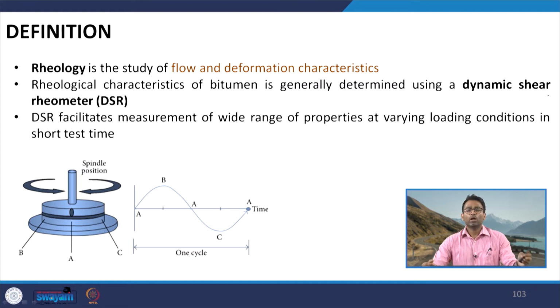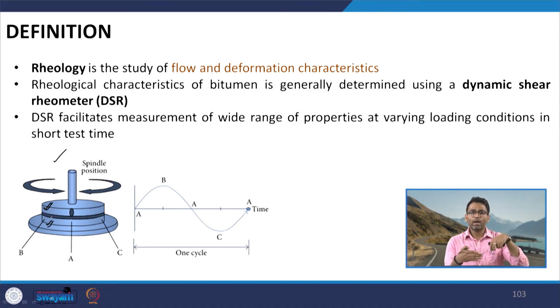So, this gives us more information, and that is why it is more popularly used to study the characteristics of bitumen. Now, what actually do we do in a DSR? You can see, as shown here, we have a bitumen sample which is sandwiched between two plates. There is a top plate here, there is a bottom plate here. This bitumen sample is sandwiched between these two plates, and usually the top plate rotates or oscillates, and the bottom plate is fixed.